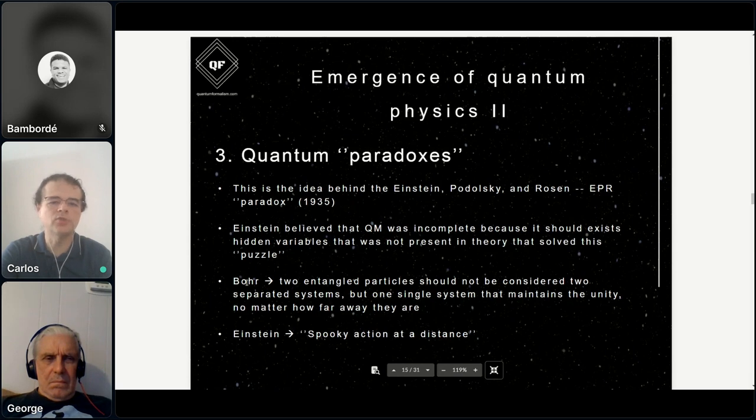Bohr, from the other side, one of the defenders of the Copenhagen interpretation, the traditional interpretation, said something like: two entangled particles should not be considered two separate systems, but one single system that maintains its unity no matter how far away they are. And this is what Einstein called a spooky action at a distance, which I think you have heard about. So Einstein was completely against this interpretation.